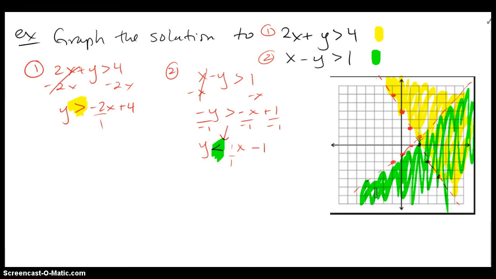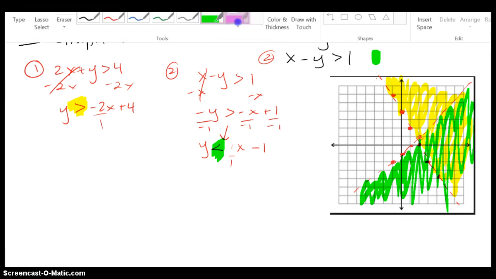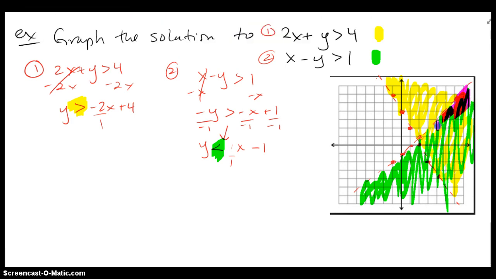And then the solution is whatever they have in common. So I go in purple and say the solution is, looks like somewhere in quadrants 1 and 4. Everything they have in common, not including the borders because they are dotted. So any ordered pair that you pick in this region will work for both inequalities. Any ordered pair in the other three parts will not work for the inequalities. So again, solution is what they have in common where they overlap.